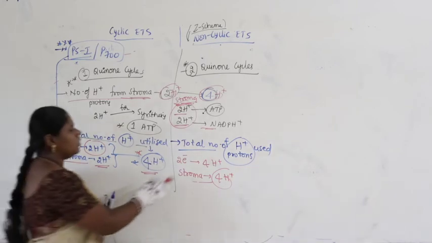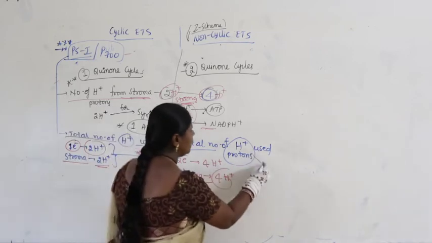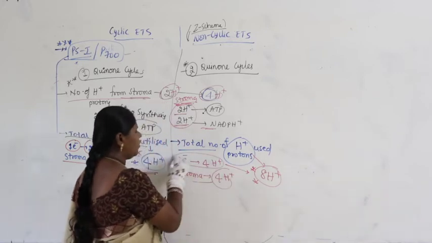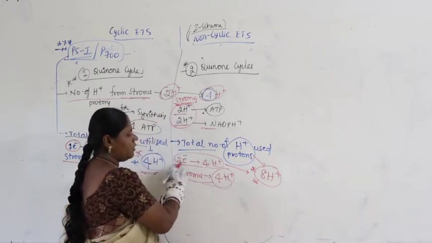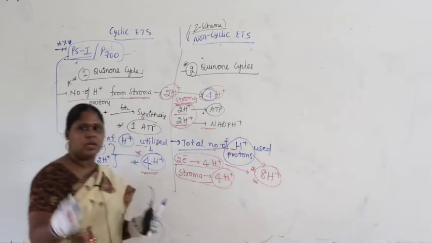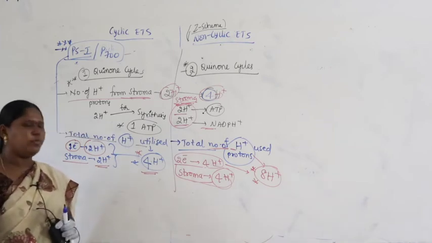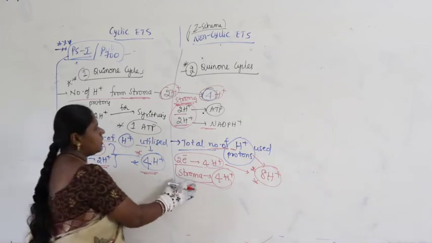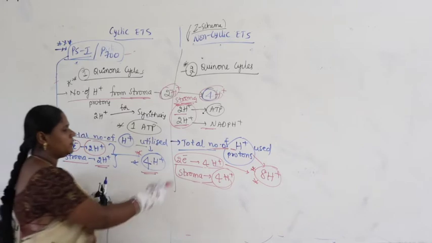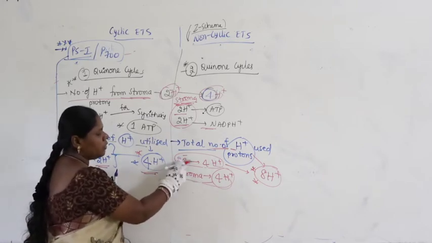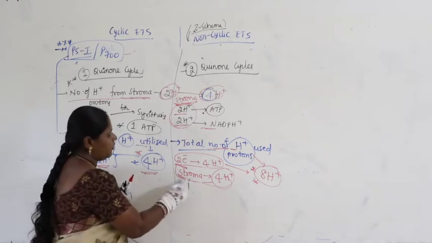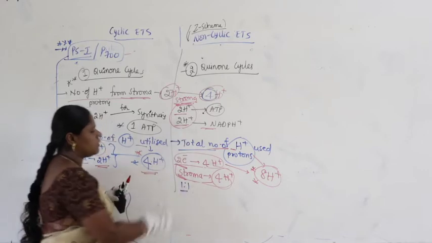Yes, so here the total number of protons used means altogether 8 protons. Why 8 protons? 4 are from 2 electrons and 4 protons are from stroma. Total number of protons used here is nothing but 8 protons. In this, stroma contributes 4 protons, 2 are for ATP, 2 are for NADPH. The remaining 4 protons are contributed by electrons. The ratio between number of protons contributed by electrons and stroma. The question can come from any corner.